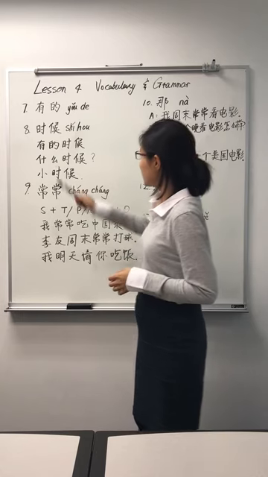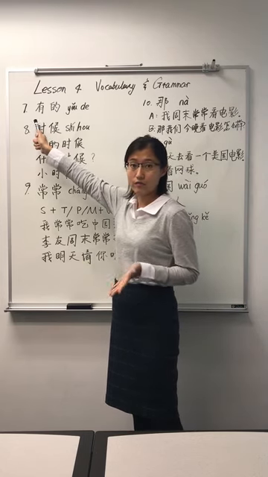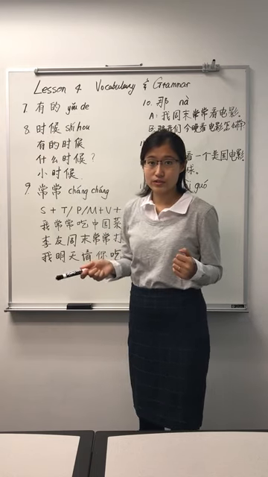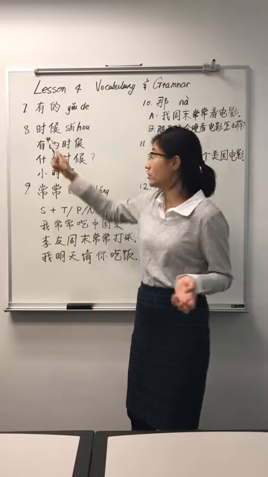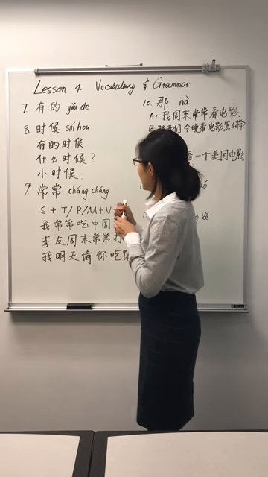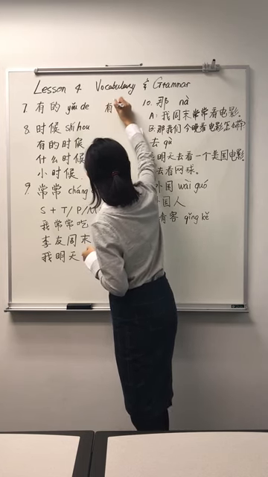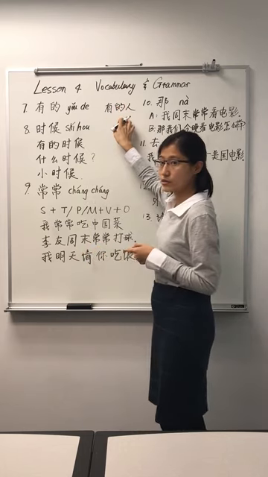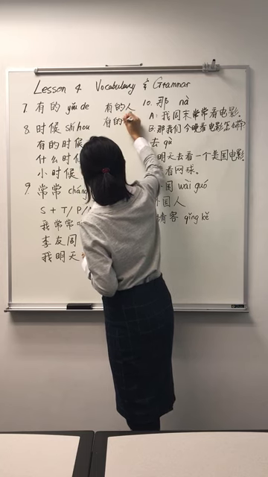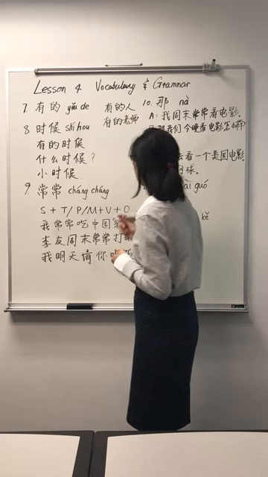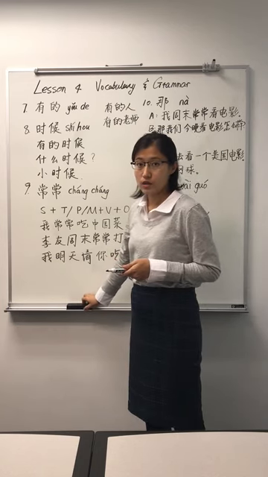Let's learn next word. 有的. 有的 means some. 有, we learned this. Means have or to have. 的 is a possessive word. Even 有 have and a possessive word together, it doesn't make sense. But this 有的 means some. If I say some people, I can say 有的人, some people, 有的老师, some teachers, 有的学生, some students.